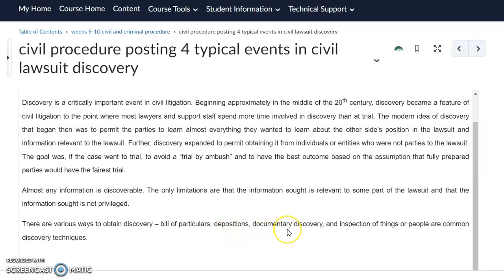There is something known as documentary discovery. So again, to return to that broken leg case, certainly the defendant would be entitled to the medical records involving treatment, diagnosis and prognosis of the broken leg.